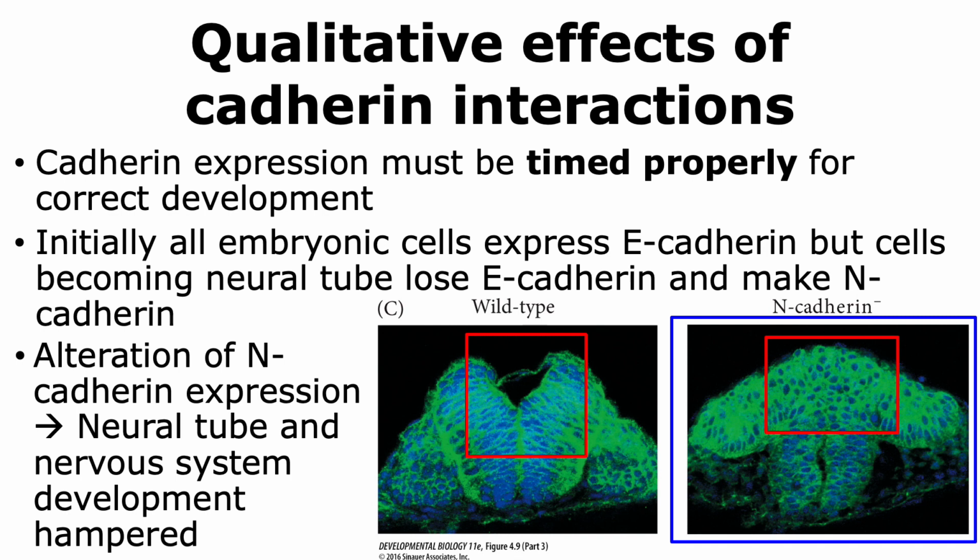However, when we have the N cadherin mutant cells, we don't see the cell migration happening, and hence proper border formation has not occurred. This border formation is important for nervous system development. Thus, the type of cadherin and the timing plays a really important role in development.